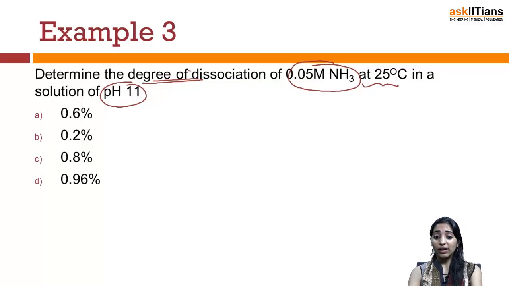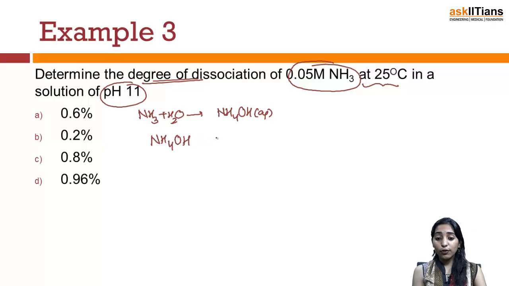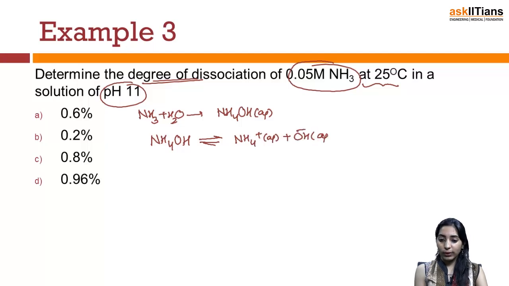Now if I talk about the degree of dissociation, I can write a particular reaction where ammonia will be dissolved in water. If I dissolve the ammonia in water, the aqueous solution of ammonia is nothing but NH4OH. And if it is NH4OH, I can always write the equilibrium reaction taking place as NH4OH giving NH4+ (aq) plus OH- (aq).